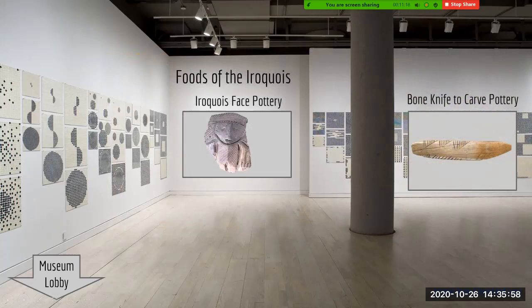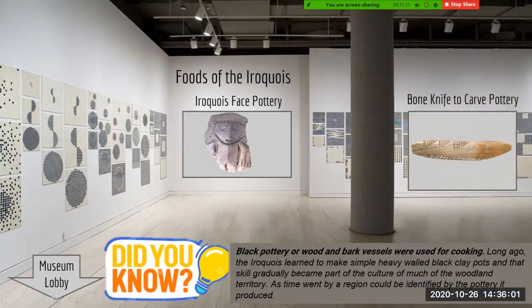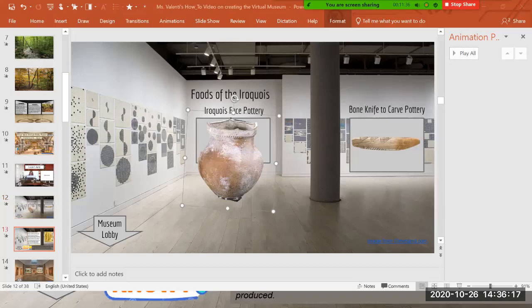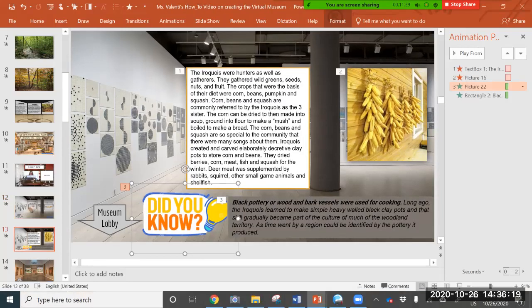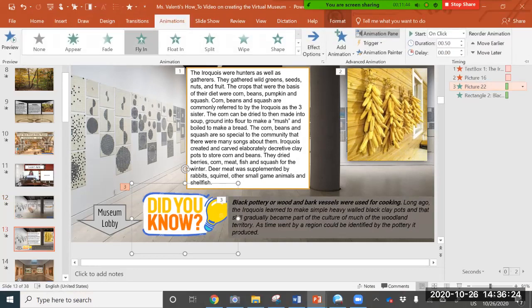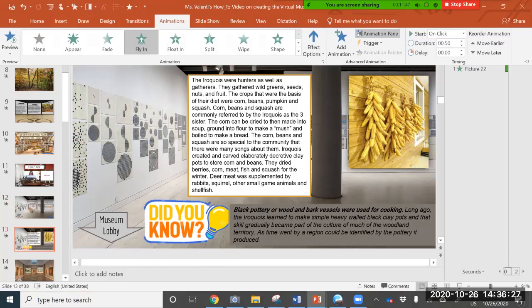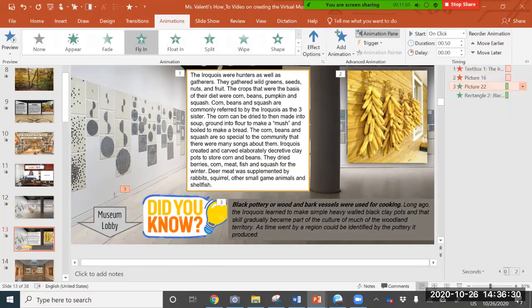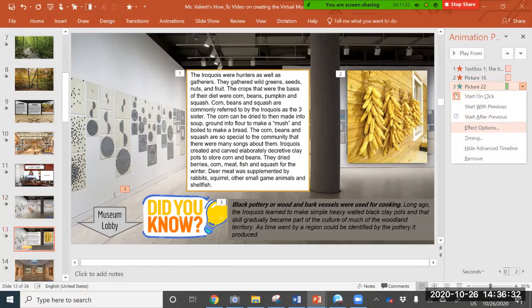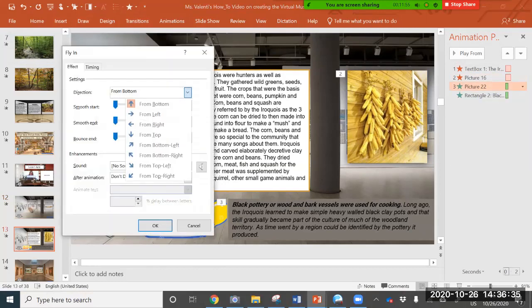And now we are back to the gallery, and we can click on the bone knife. Actually, when you click on the bone knife, a little did you know popped in. I simply added the text box and the image and animated them to fly in from the left at the same time together. I'll show you how to do that next. Okay, so I went to Insert Image, and then I went to Animation, Fly In. When I went to the animation pane, I changed Fly In under Effect option to fly in from left.